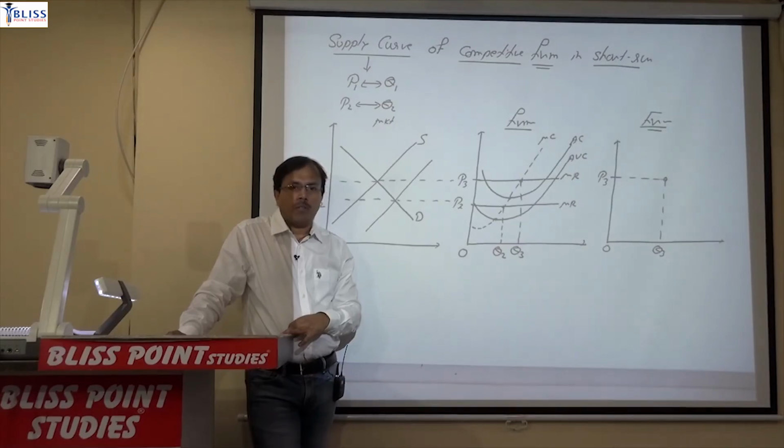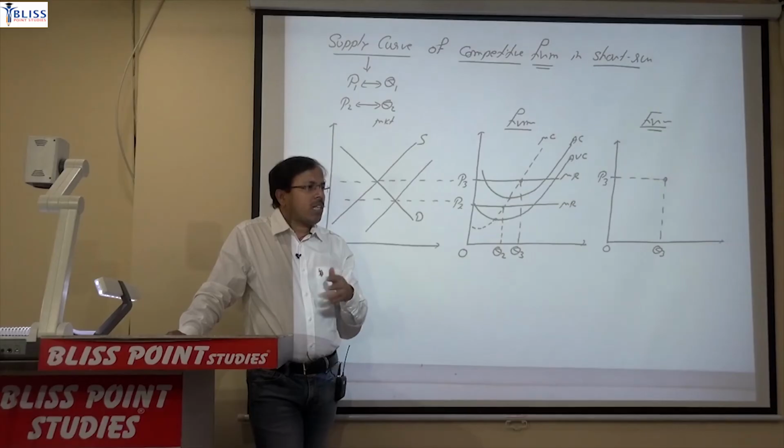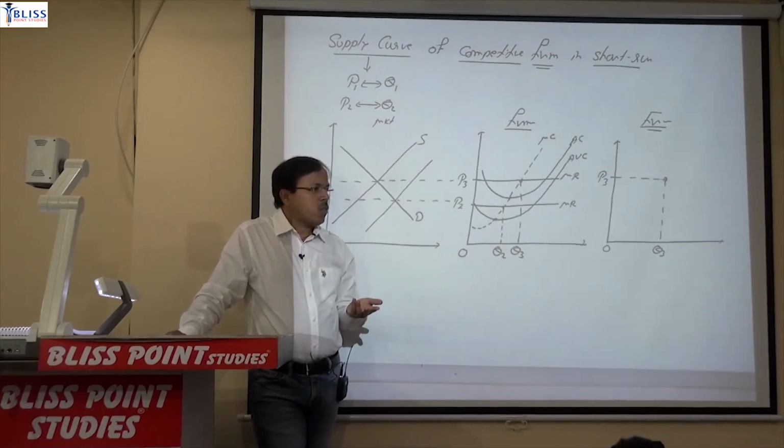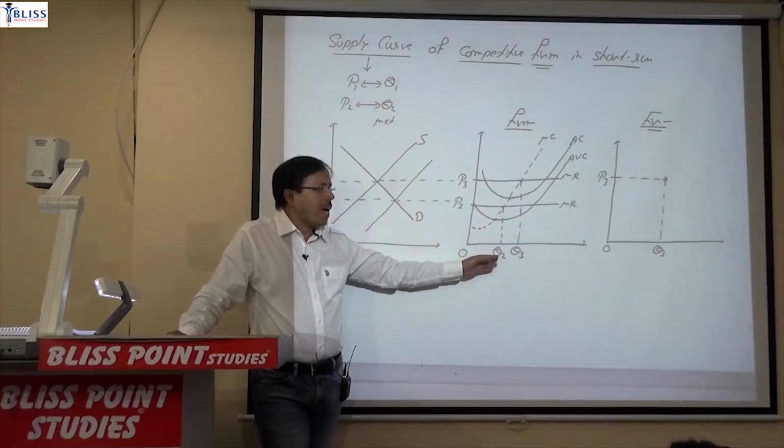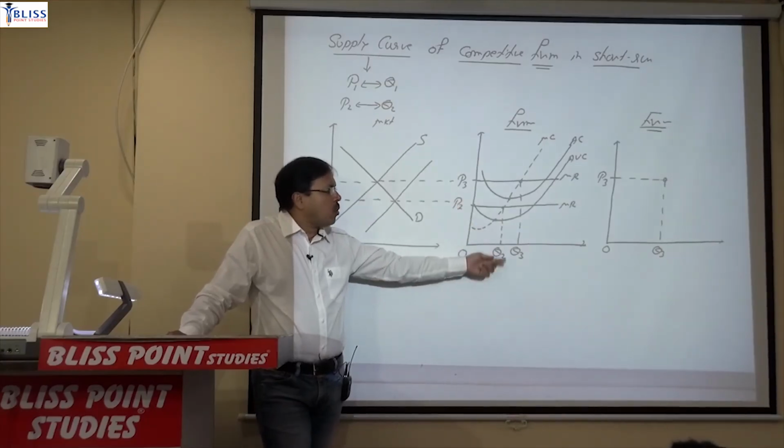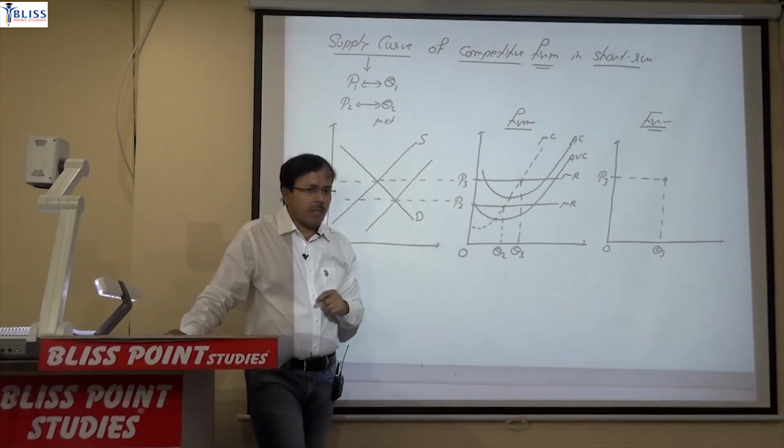Operate, because price is higher and variable cost is lower. So the firm will not shut down, the firm will continue to operate. Operate means the firm will produce and supply. How much quantity will the firm supply? At what price? P2 and Q2 you can mark in that third diagram.